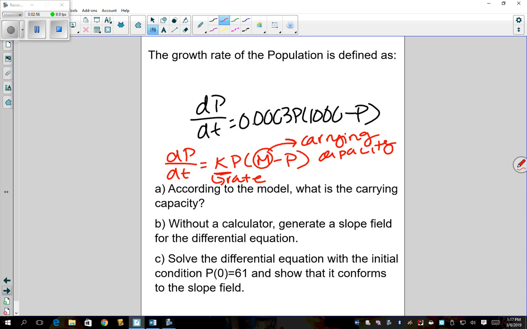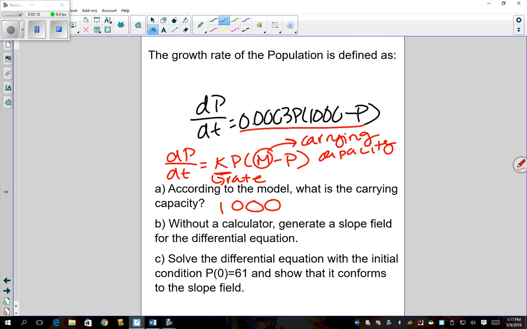And so part of this is just going to be recognizing those different things. So the first question is just asking, what is our carrying capacity? I need to make sure that it's in this form where the P is on the outside of the equation in order to find my carrying capacity. And it turns out this one's really easy. My carrying capacity is 1,000.